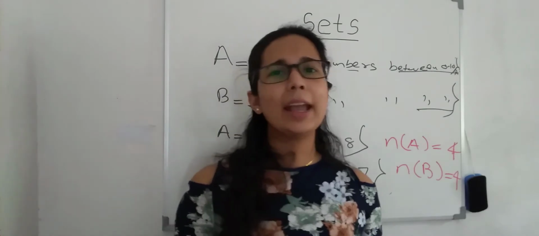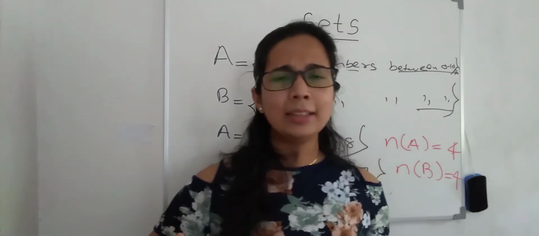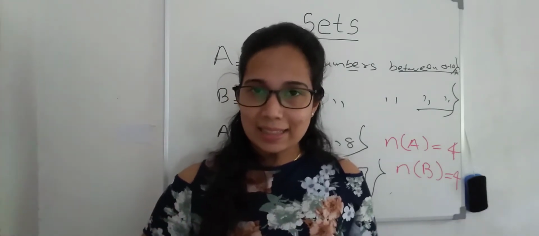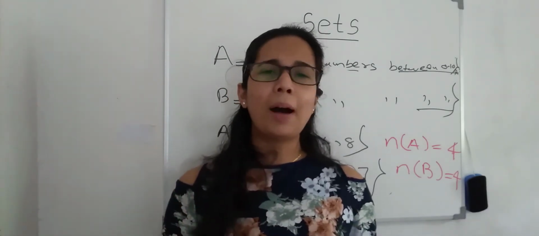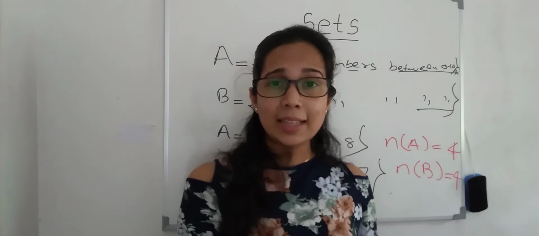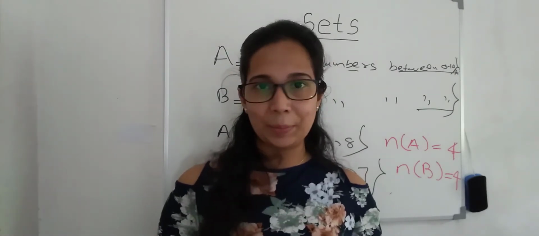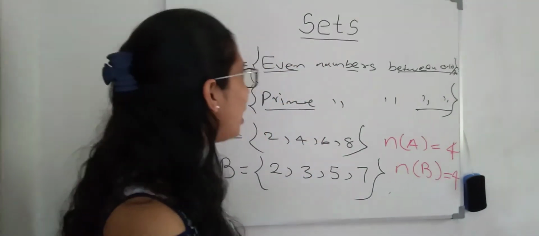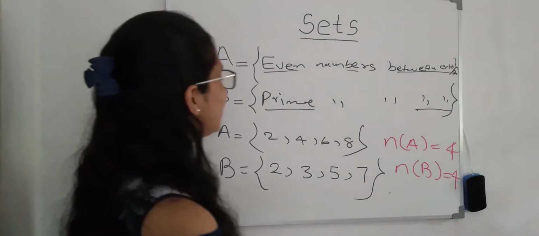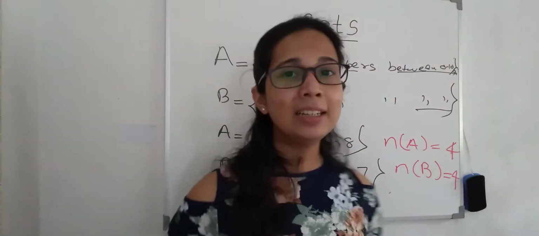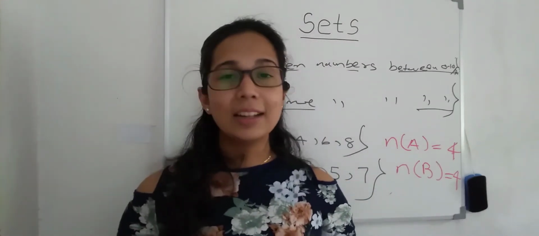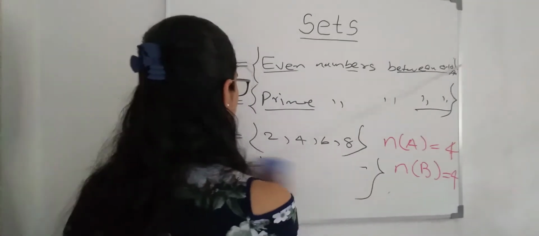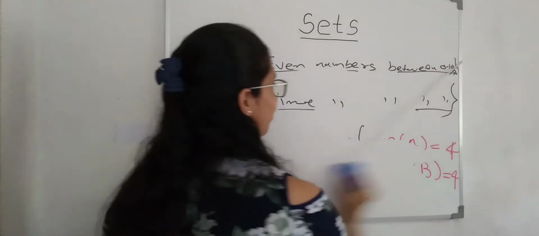Keep this in your mind, this is very important. Every equal set is equivalent, but every equivalent set is not equal. Think about that. Now we can move on to learn subsets of given sets. For that, I'll take an example because it will be very clear to you.